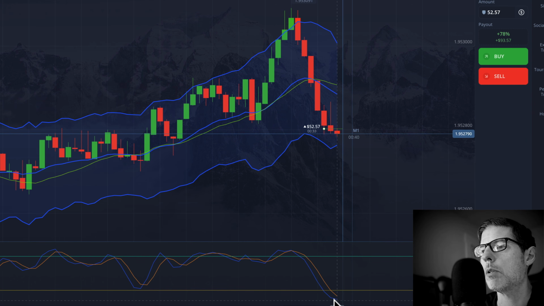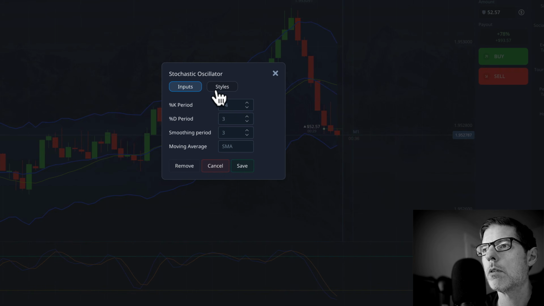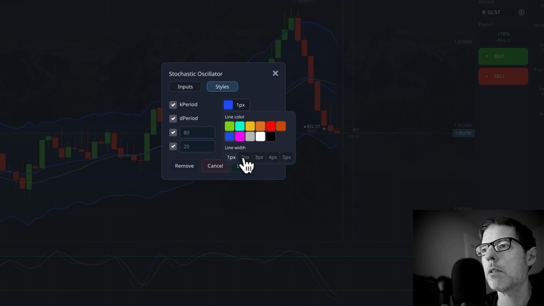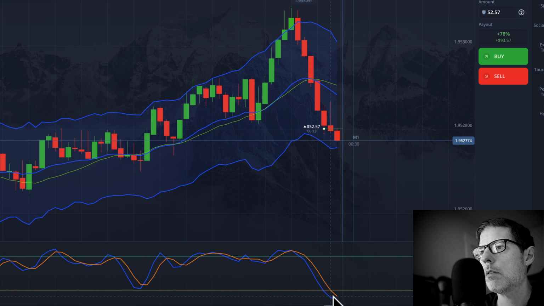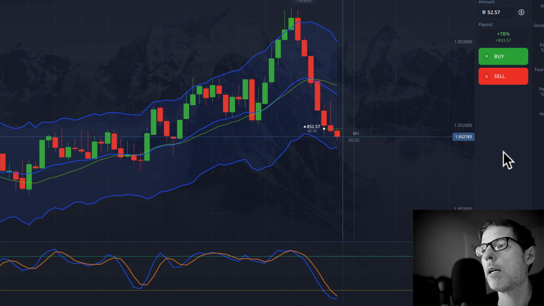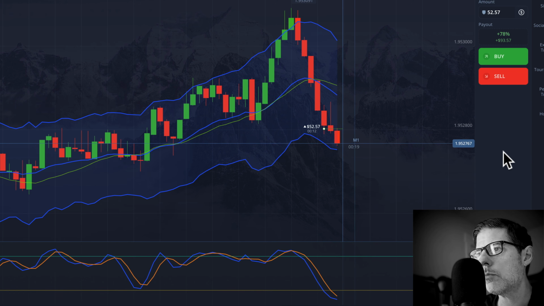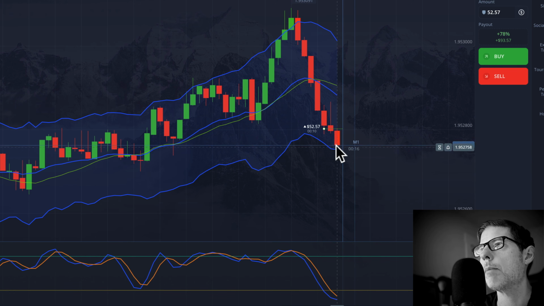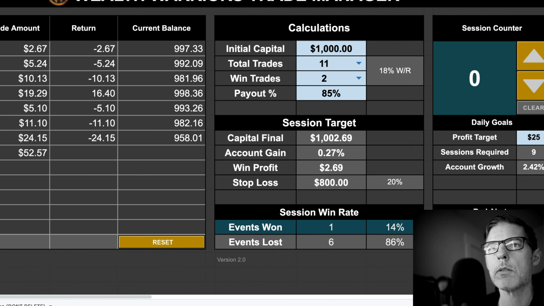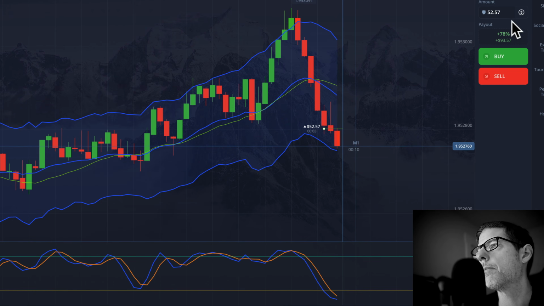So once we see this blue line on the stochastic cross over, we can make those lines a little bit more visible by increasing the line width. So I want to see that blue line cross over the orange. We got about 20 more seconds to go, guys. It's going to be close. We might get that rejection at the bottom of that. Let's mark this as a loss and do 114.42.